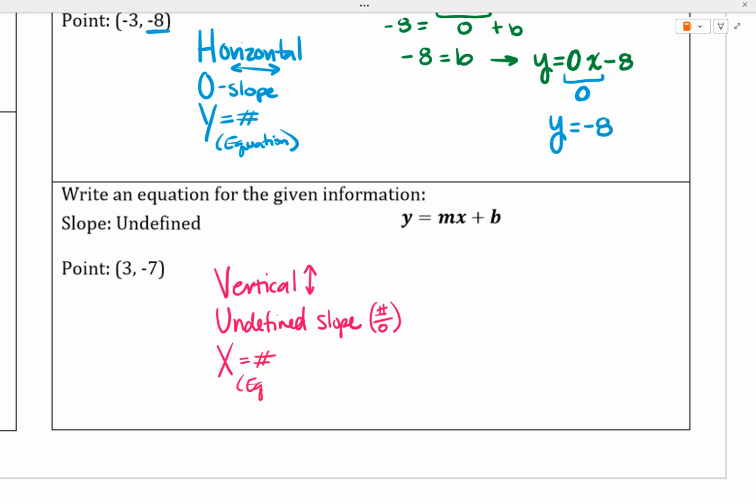And so if we look at the coordinate they gave us, the x value is 3. So our equation would say x equals 3.